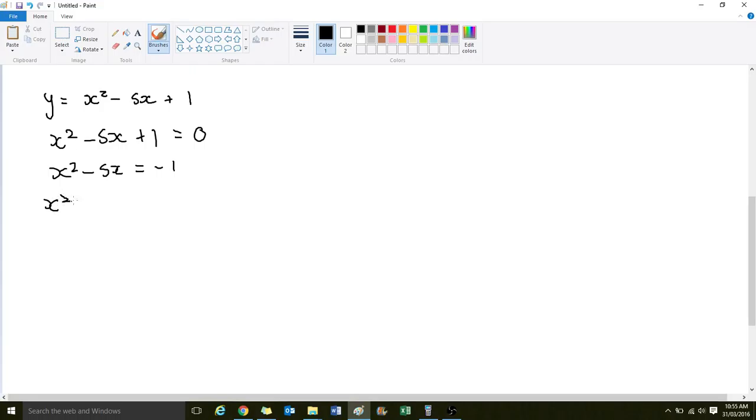So we have x squared take 5x. We're adding, and I'll put it in a different color, put it in red. So what we're adding is half of minus 5 on 2, half of minus 5 squared. And then we're adding it over here as well.